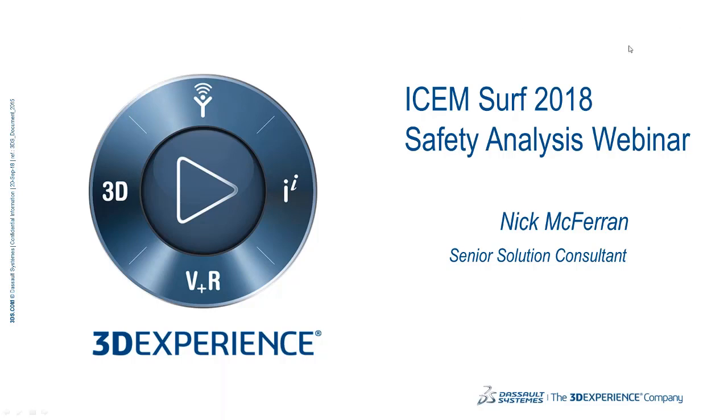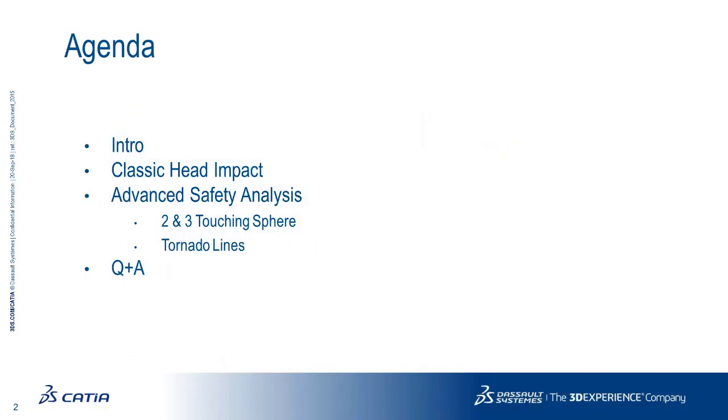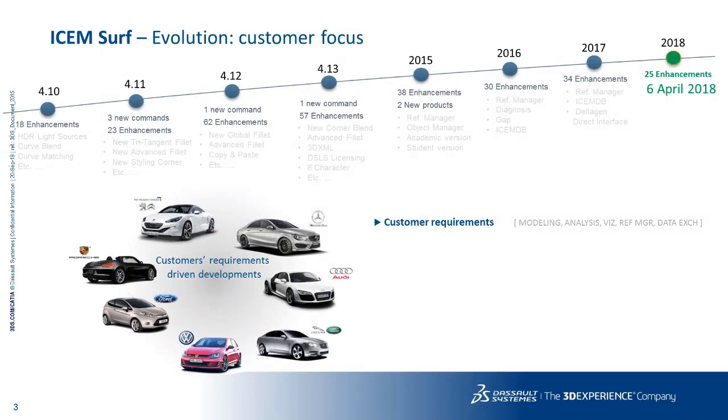Hello everybody and welcome to this presentation of safety analysis on ICEM Surf 2018. Today we're going to have a little bit of a talk about it, and I'm going to take you through an overview of the functions of the safety analysis, including classic head impact and our advanced features for 2 and 3 touching sphere analysis and tornado lines. Then we'll keep a question and answer session for the end. I'm going to try to do live demos for you this afternoon, so I hope you enjoy them.